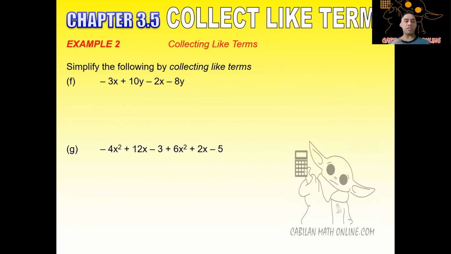For this next one, I just threw in a different letter as well. So we have negative 3x plus 10y minus 2x minus 8y. Starting off with the negative 3x, if you scan through here, the only other term with an x happens to be the negative 2x. And again, we're going to group those two together.